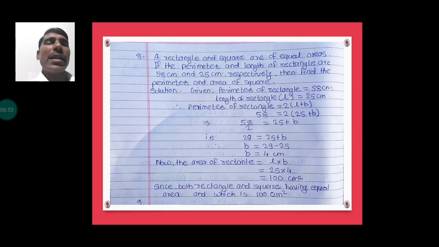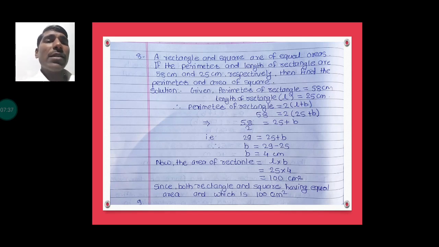Given the perimeter of a rectangle is 58 centimeter. The length of the rectangle, L, is equal to 25 centimeter. Therefore, the perimeter of the rectangle is equal to, you know very well the formula, 2 in bracket L plus B. So 2 in bracket, the length is 25 and the breadth is unknown because we don't know the breadth of that rectangle, but we know its perimeter, so substitute that also.